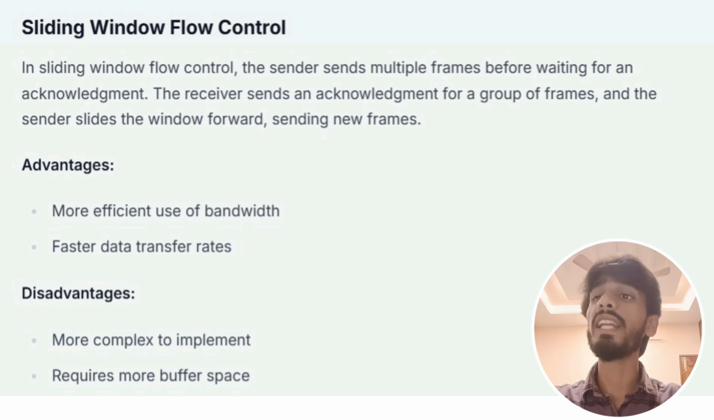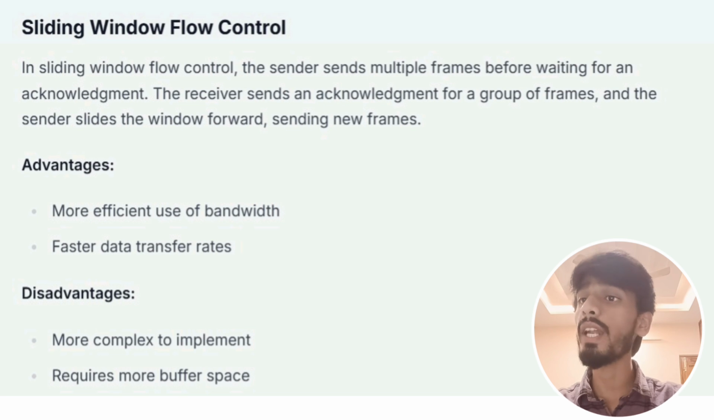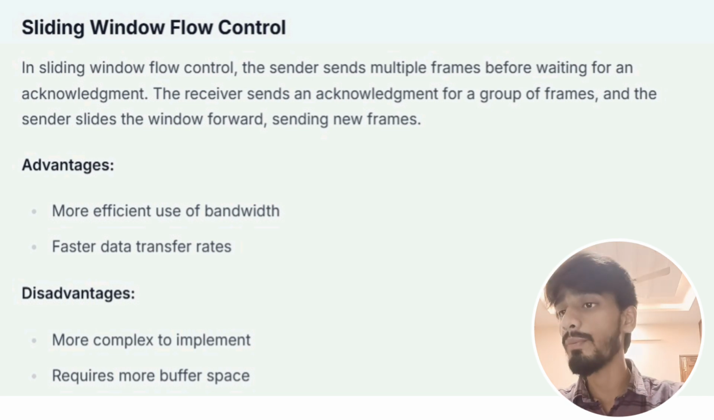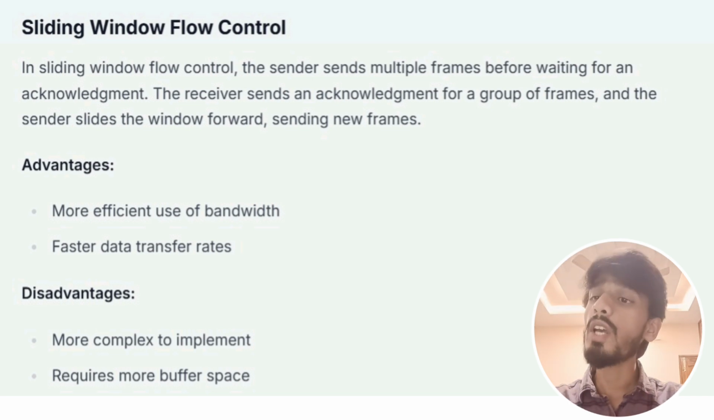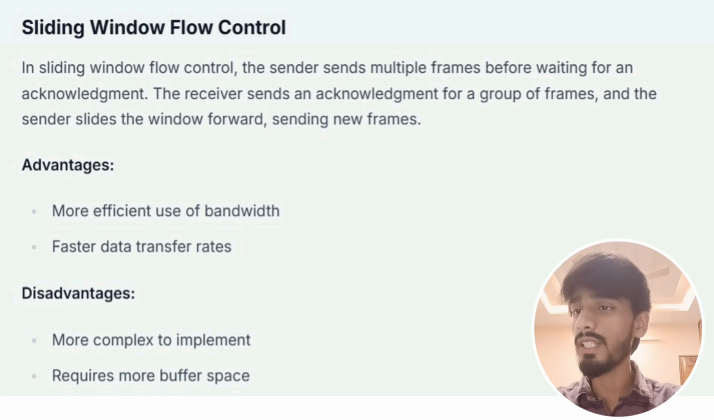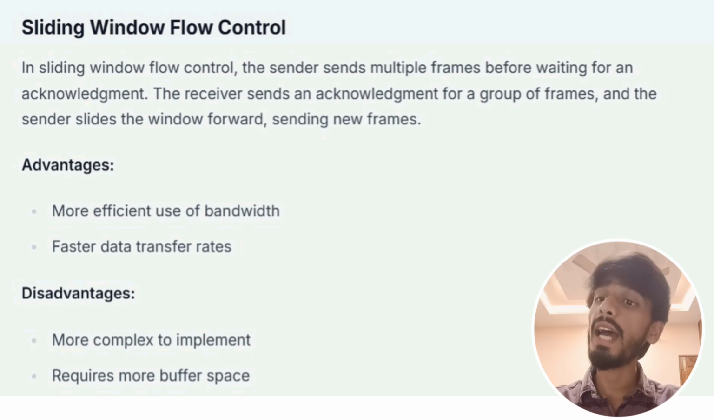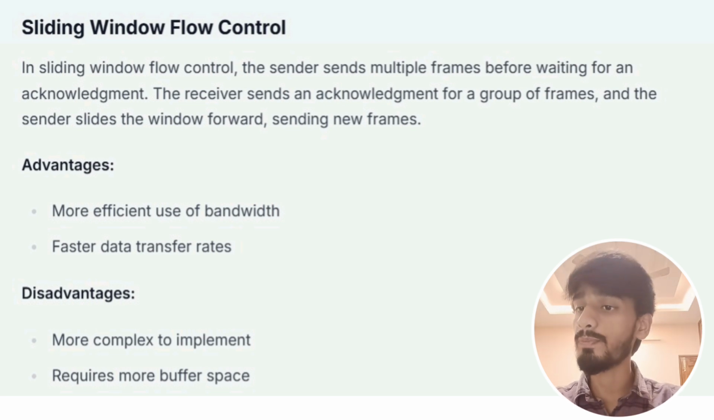Next is sliding window flow control. In sliding window flow control, the sender sends multiple frames before waiting for an acknowledgement. The receiver sends an acknowledgement for a group of frames and the sender slides the window forward, sending new frames. Advantages are more efficient use of bandwidth and faster data transfer rates. But what are the disadvantages? It is more complex to implement and it requires more buffer space.